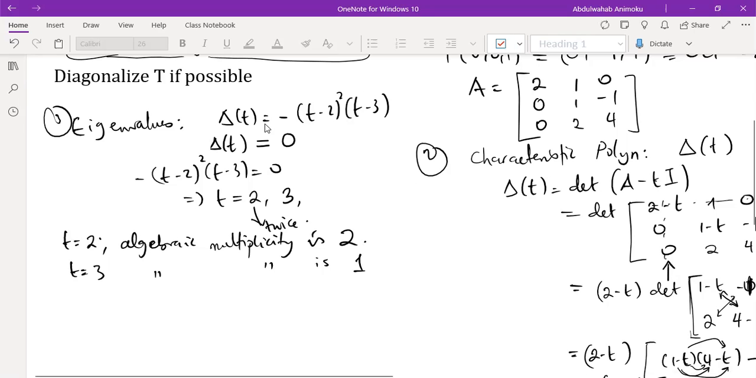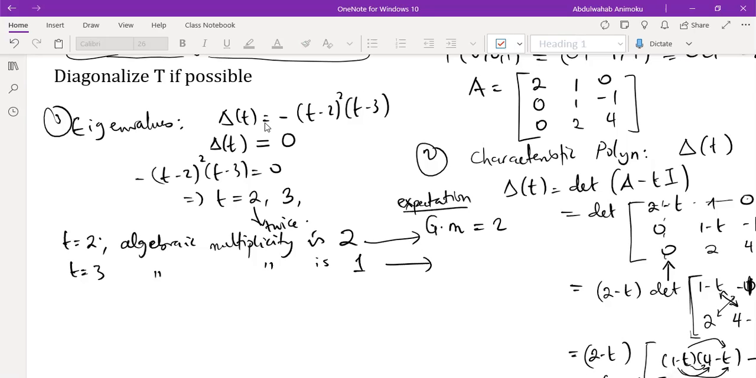So what are we expecting? There's a concept called geometric multiplicity. We are expecting the geometric multiplicity of this to also be 2. So this is the expectation. If at all this matrix of transformation can be diagonalized, it means that the geometric multiplicity must be equal to the algebraic multiplicity of each eigenvalue. So we are expecting this to be 1.